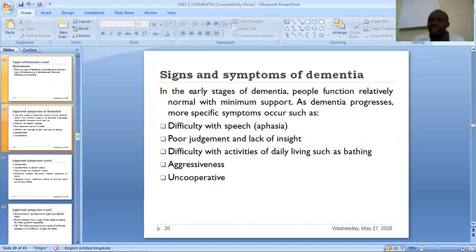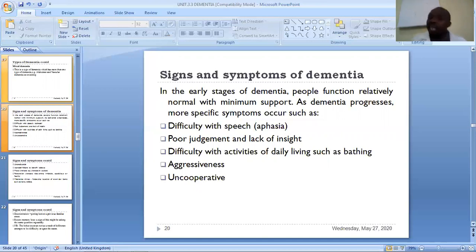Remember, there's damage to the brain tissue, leading to deterioration in intellect functioning and cognitive skills. Then someone develops difficulties with speech. There can be poor judgment. Remember the cognitive skills are also deteriorated, and there is lack of insight. They can have difficulty in activities of daily living, such as bathing themselves. Even dressing themselves becomes very difficult.